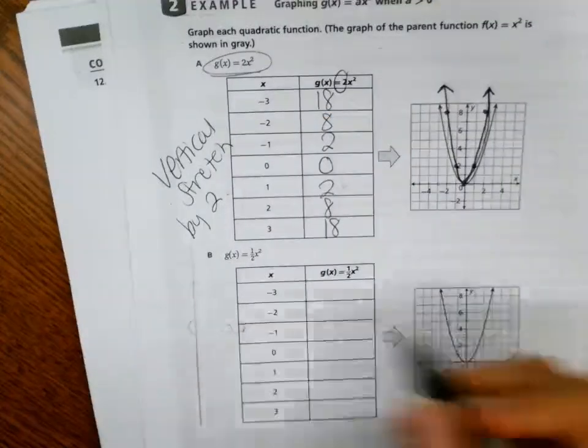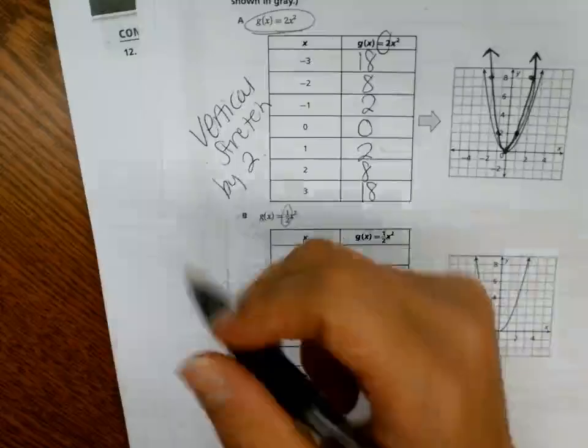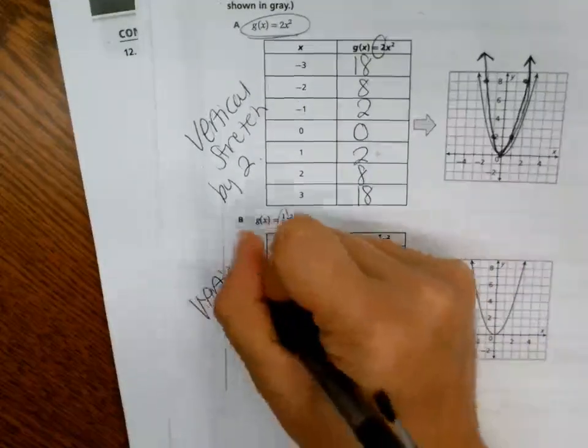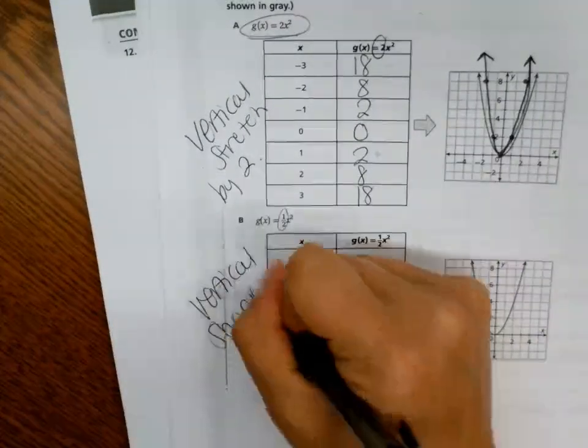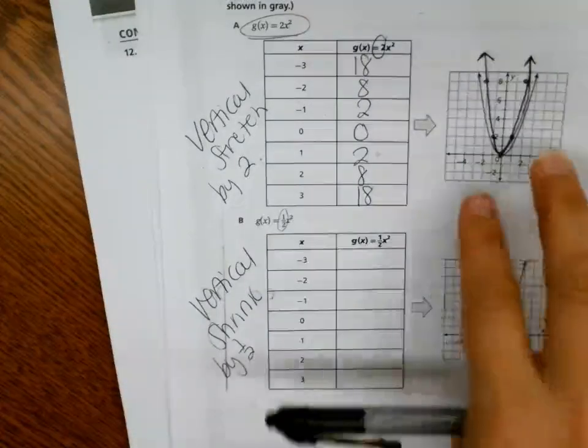All right, so then what do you guys think this one's going to be? Just looking at it with the 1/2. This is going to be a vertical shrink by 1/2, right? So it's going to be like short and fat. This one's tall and thin. This one's going to be short and fat.